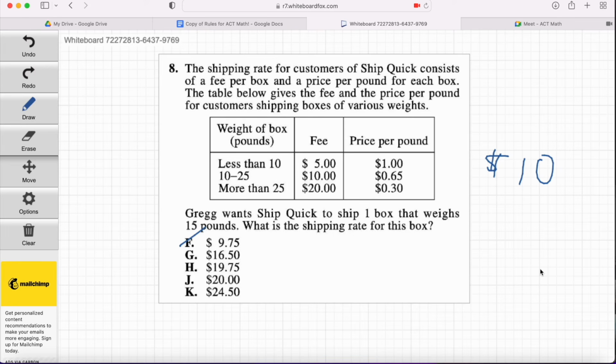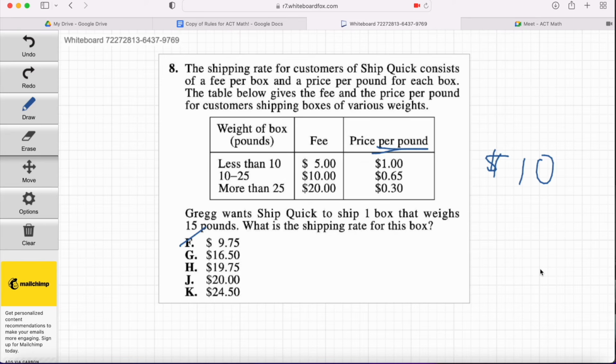But I don't think we have to stop there. We can figure out what the price per pound is going to be. Well, we know the price per pound, which would be 65 cents. So what's the cost going to be for this 15-pound box? That's per pound, right? Per pound. And how many pounds do we have? 15. So it'd be 15 times 65 cents. What's 15 times 65 cents? $9.75.